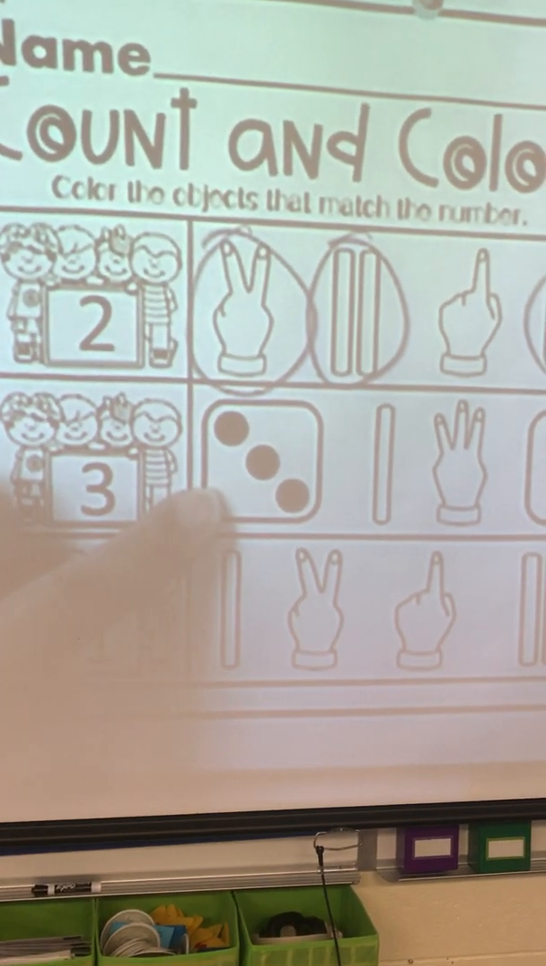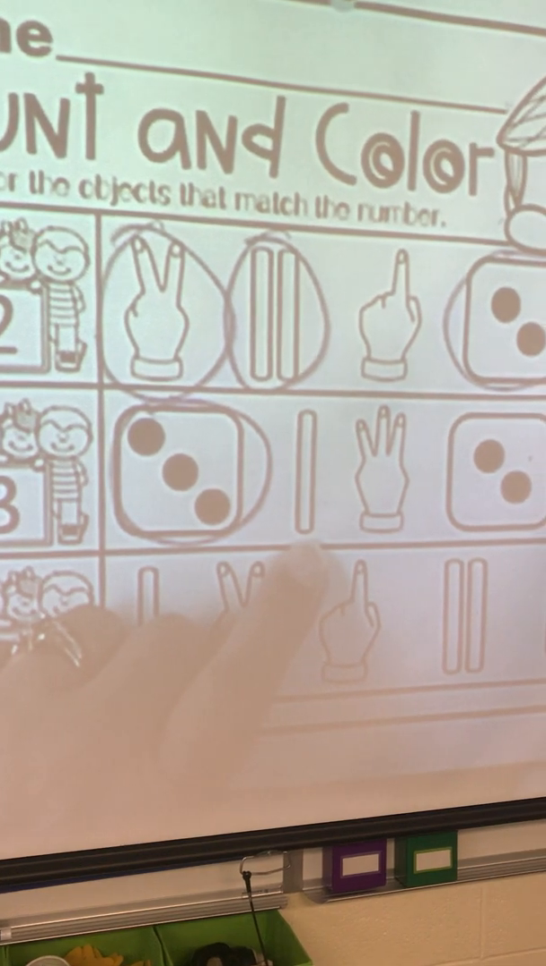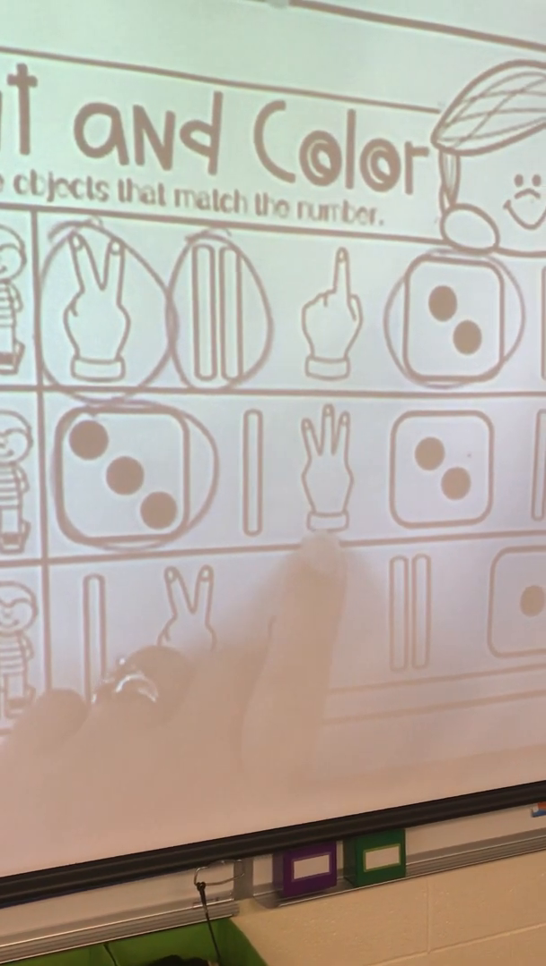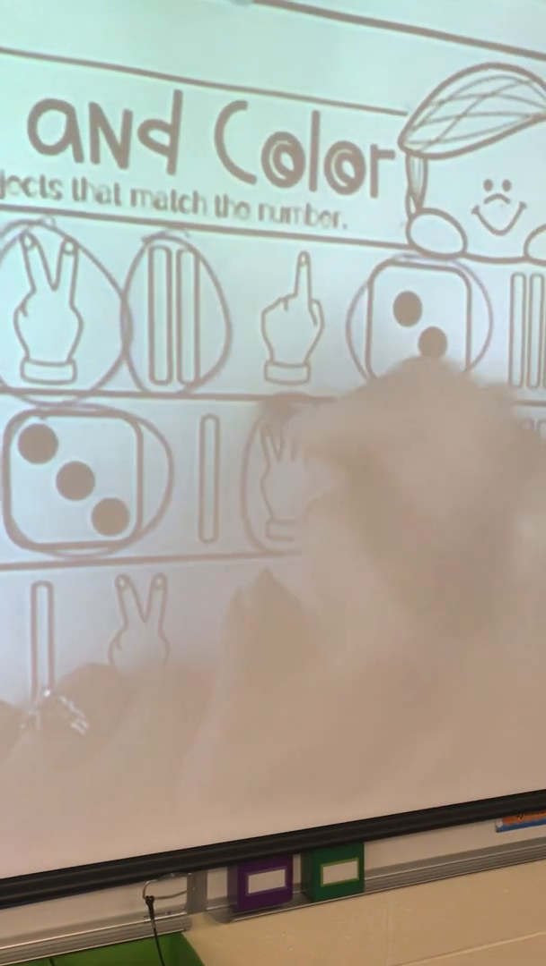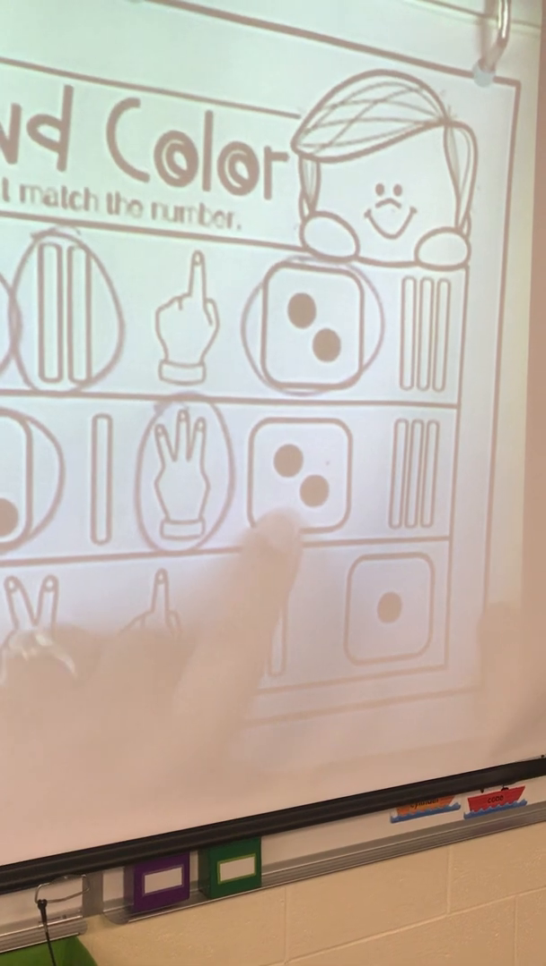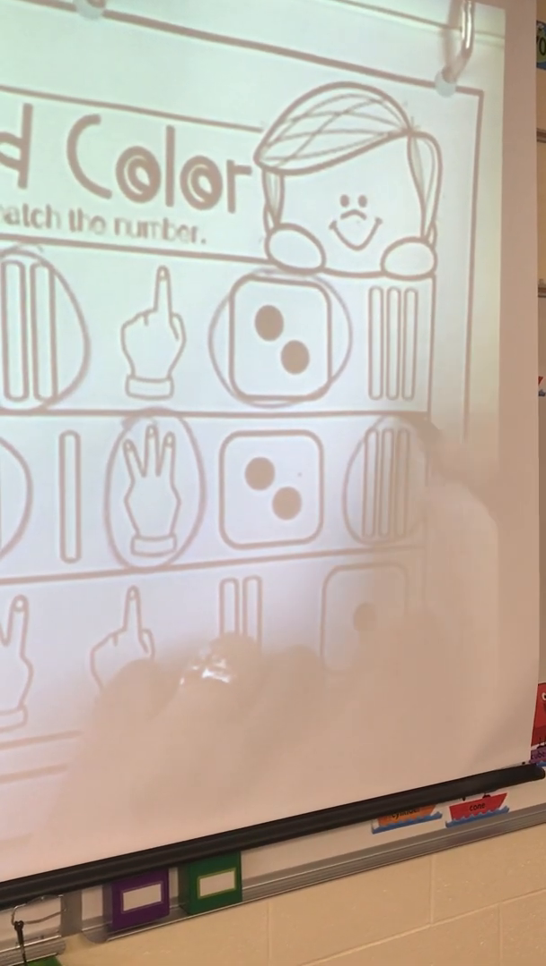All right, now we have to find the things that are 3. Does this show 3 dots? Yes, it does. Circle it. Does this show 3 tally marks? No, it doesn't. Does this show 3 fingers? Yes, it does. Circle it. Does this show 3 dots? No, it doesn't. Does this show 3 tally marks? Yes, it does.